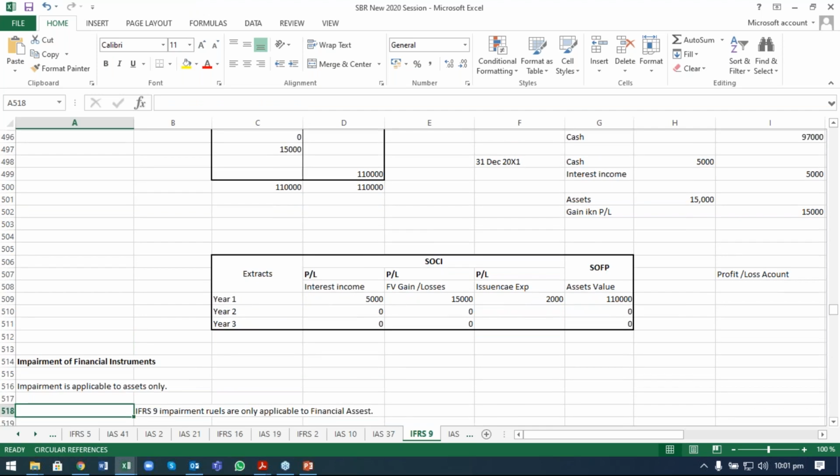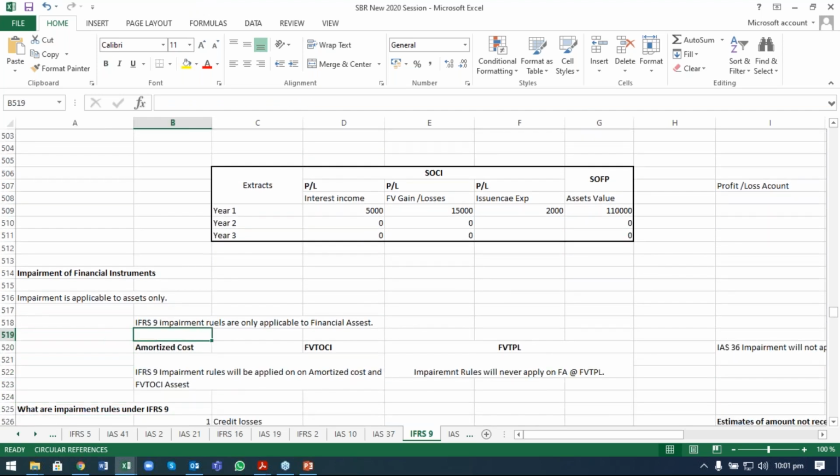Okay, we're looking into impairment of financial assets. How does impairment of financial assets work? IFRS 9 impairment rules are only applicable to financial assets which are held at amortized cost or fair value through other comprehensive income. FVTPL instruments, fair value through profit and loss instruments, are never subject to impairment. And one more thing, IAS 36 does not apply to IFRS 9.